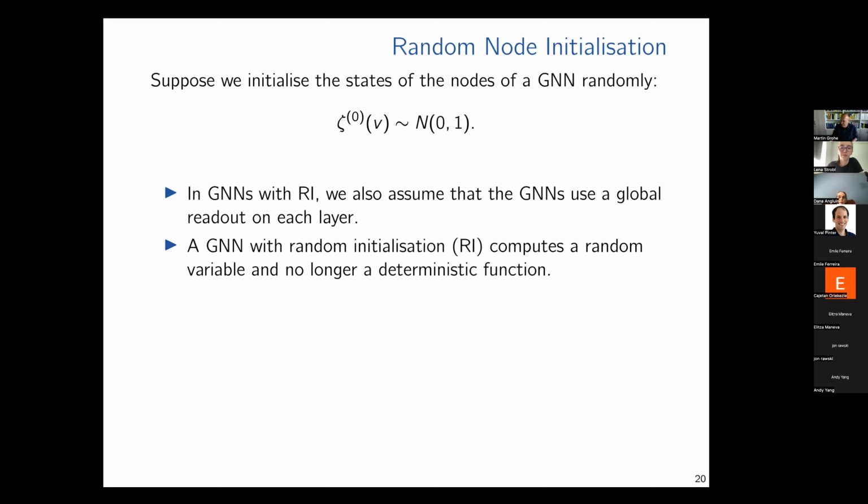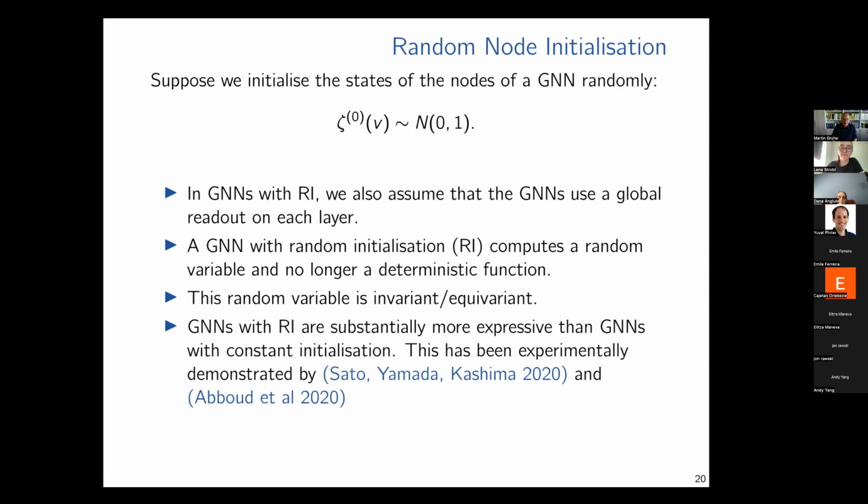Okay, but then, for example, if we want to compute a Boolean function, we can repeat this a couple of times and then take a majority vote or something like this. So we can use it just like a random algorithm. So there's no real problem there, but that's always an issue when people talk about this. So I just wanted to mention this. So the random variable is still invariant or equivariant.